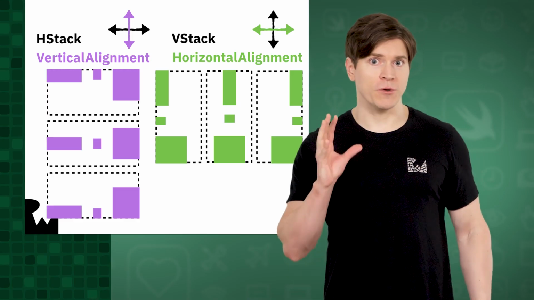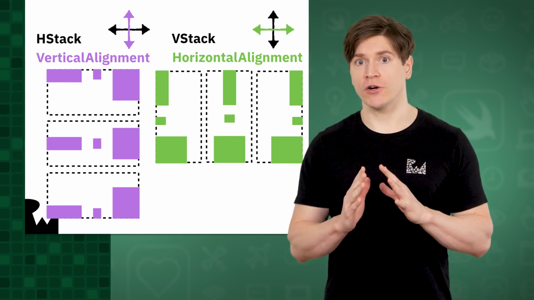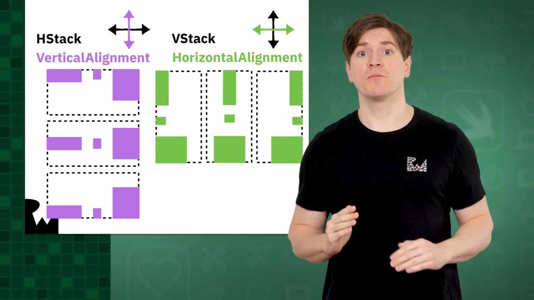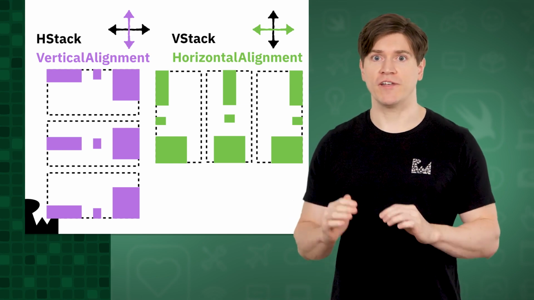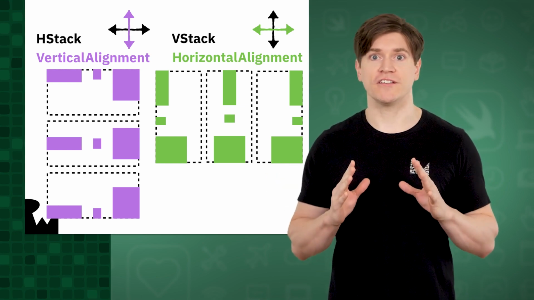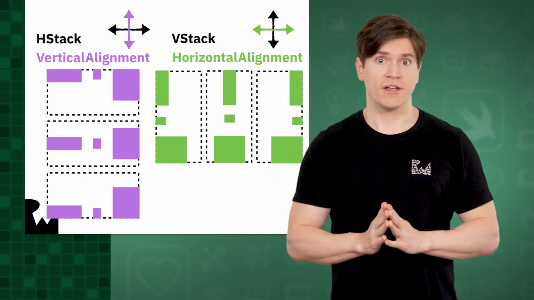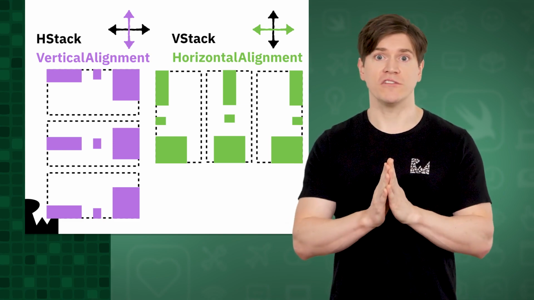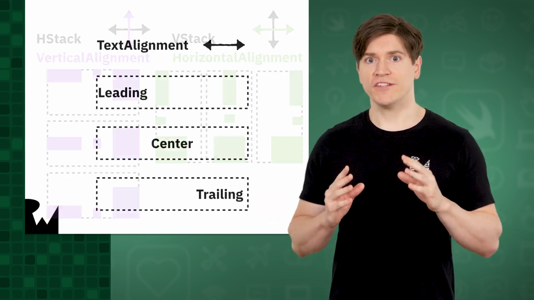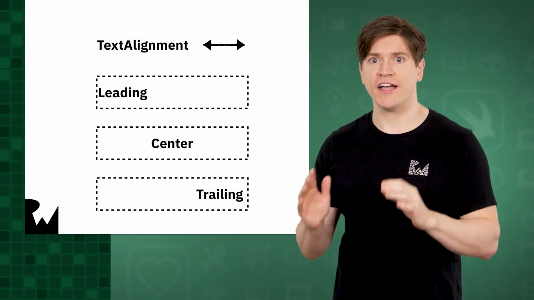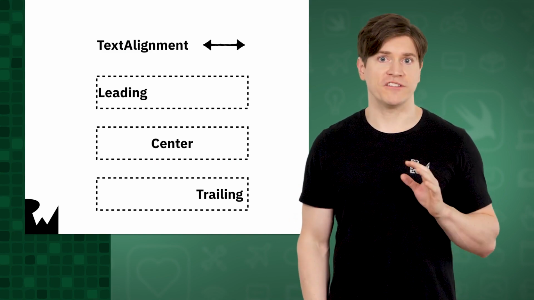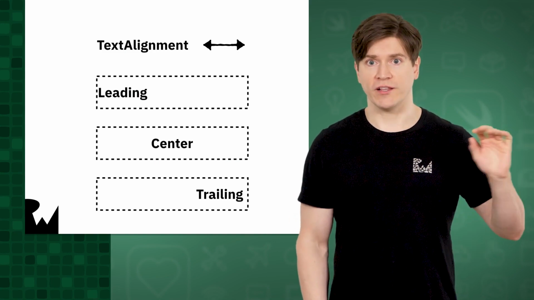The key thing to remember about alignment is that it occurs perpendicularly to the primary axis of a stack. If you've got an HStack, you'll be using instances of the vertical alignment structure. And for a VStack, you'll use horizontal alignment, which is actually a different structure than text alignment, even though they have the same leading, center, and trailing options.